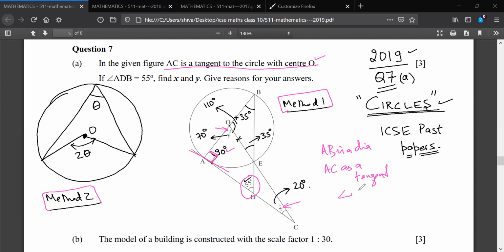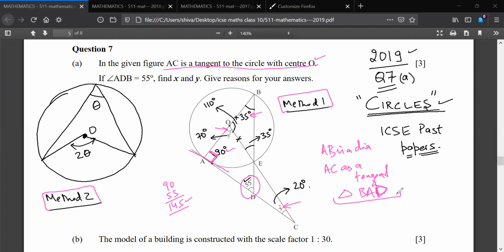Now if I consider triangle BAC, or rather triangle BAD, let me consider triangle BAD. This is 55 degrees, this is 90 degrees. 90 plus 55 is 145. So if this is 145, this should be 35 degrees. Rudra, any doubt? No, sir.